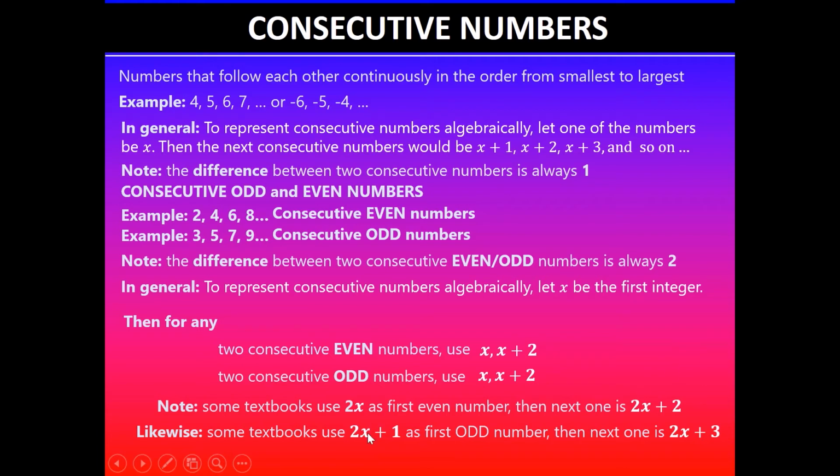So in simplest form, it's easier for us to start off with x being the first integer, and then we can either go x plus 1 to get the next consecutive number, or x plus 2 to get the next even or odd consecutive number. Hope this makes sense. I would suggest if you can pause the video and take notes as you go.